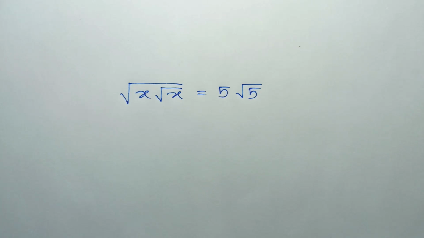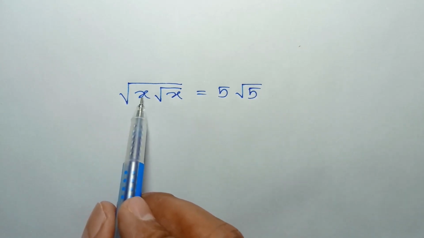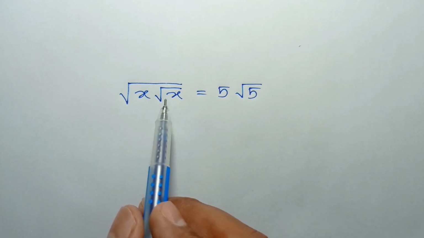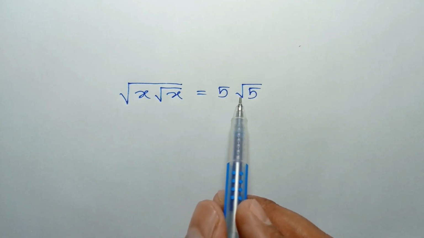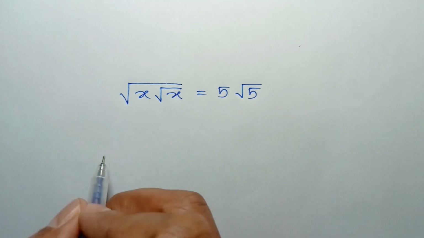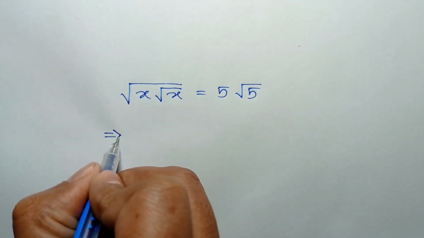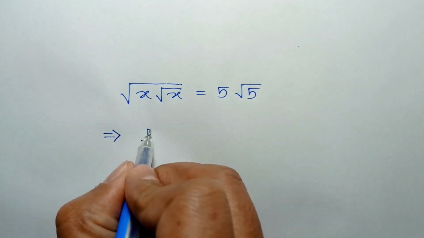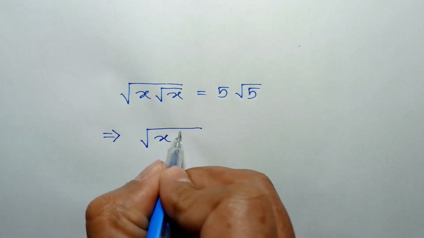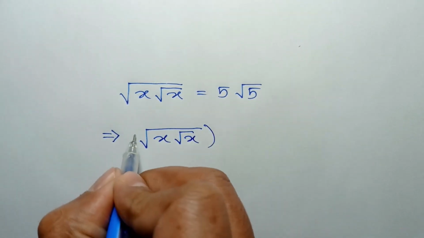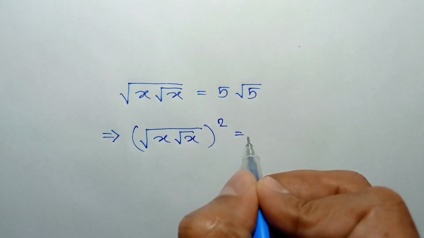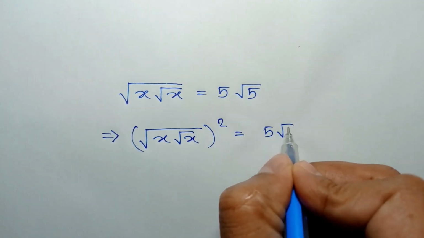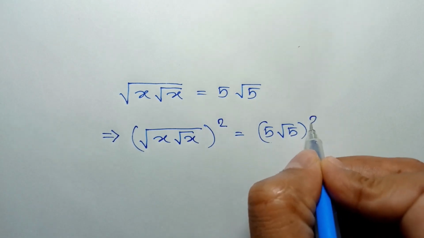Hi everyone, in this video I am going to show how to solve square root of x times square root of x is equal to 5 square root of 5. Taking square to both sides, we can write (square root of x square root of x) whole square is equal to (5 square root of 5) whole square.